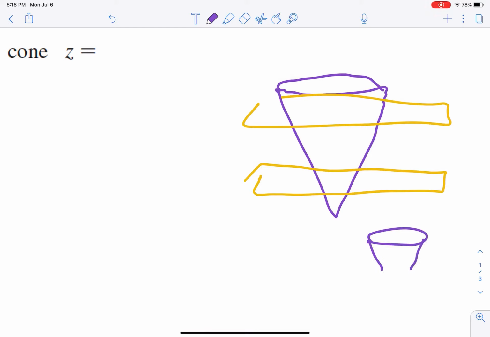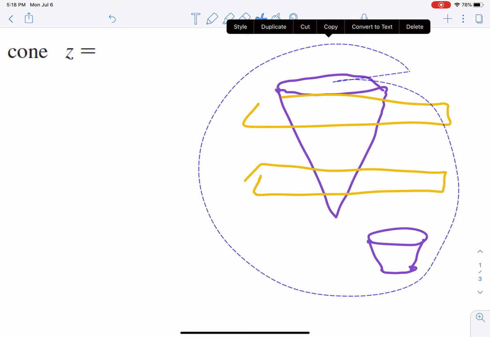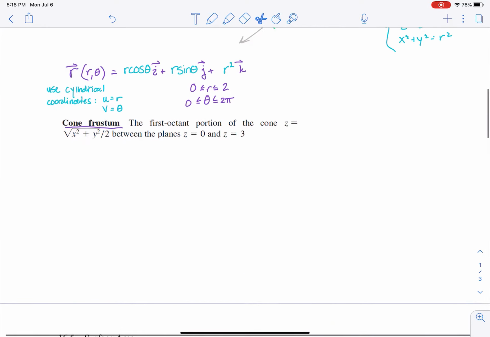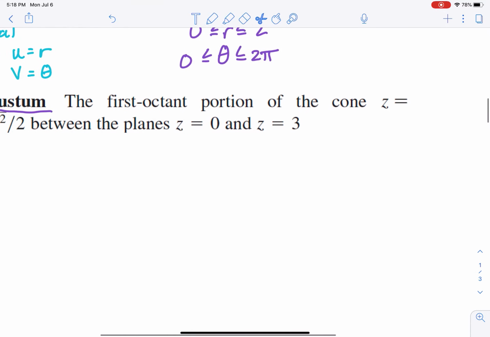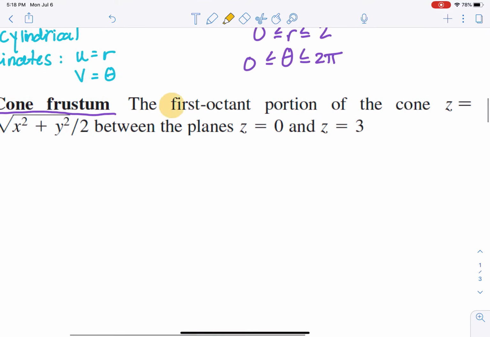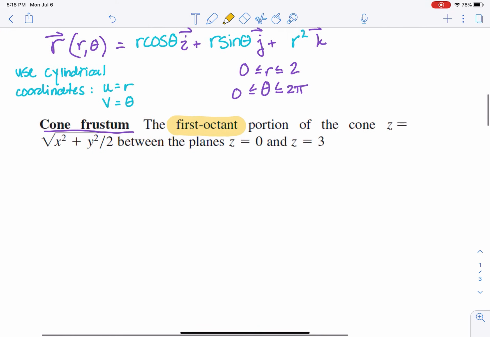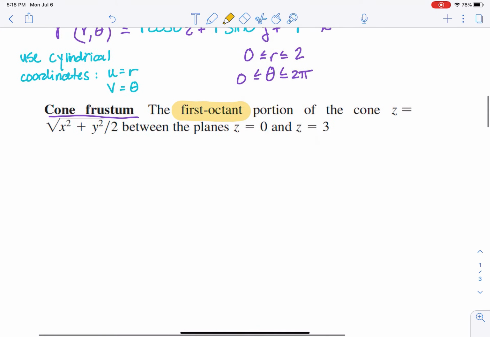Right, so it's just a truncated cone between two parallel planes. So that's all that's saying. Let's get rid of that for some more room. So in the first octant, that's really important. That's going to limit how much of the cone we're actually getting in the theta direction. So the first octant portion of the cone z equals the square root of x squared plus y squared divided by 2 between the planes z equals 0 and z equals 3.